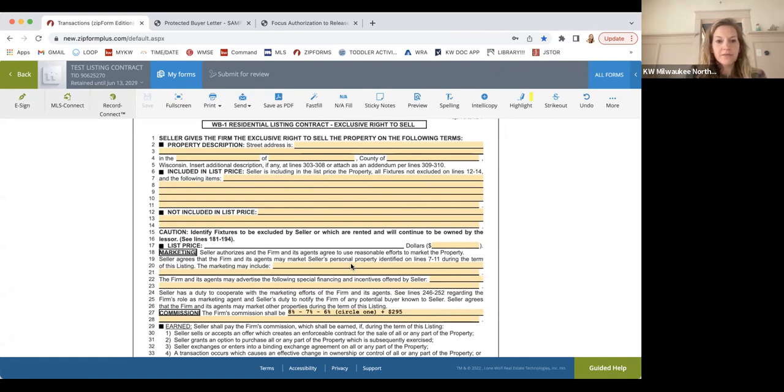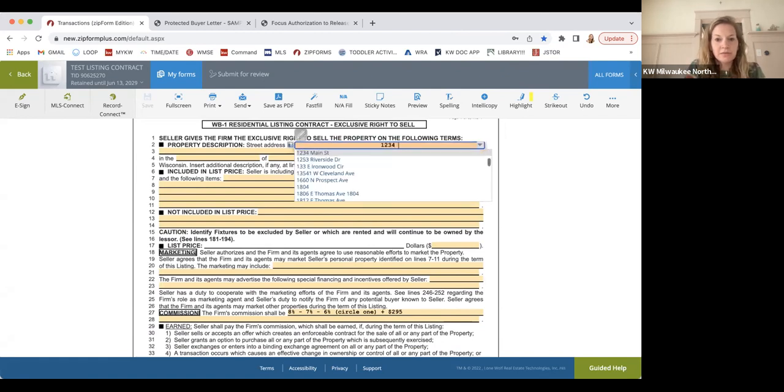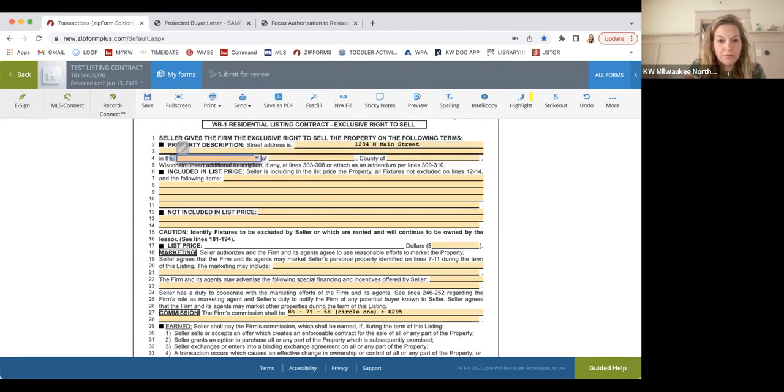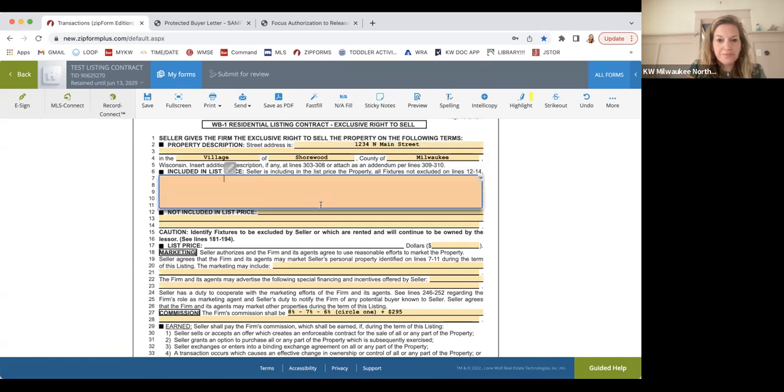So starting on line 1, seller gives the firm the exclusive right to sell the property on the following terms. On lines 2 to 3 is where we'll put the address. The next field, line 4, is the municipality type. Then, included in the list price, here you're going to list any inclusions in the property.